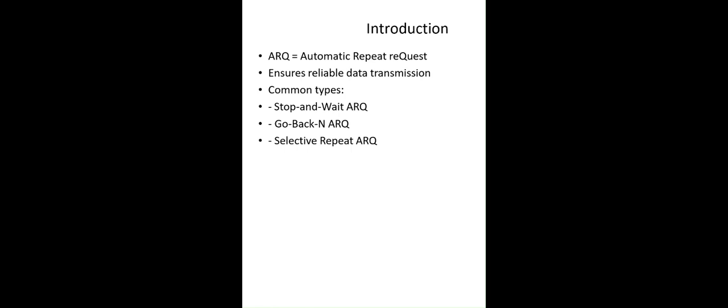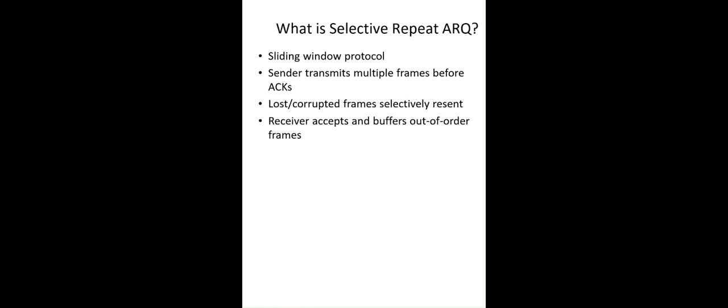There are several types of ARQ protocols such as stop and wait, go back N, and selective repeat. Today we are focusing on selective repeat, which is more efficient than the others. So what is selective repeat ARQ? Selective repeat is a sliding window protocol used at the data link layer. It allows the sender to send multiple frames at once without waiting for an acknowledgement for each one. However, if a frame is lost or contains errors, only that specific frame is retransmitted rather than all the frames after it. This makes it more efficient, especially when working with unreliable or slow conditions.